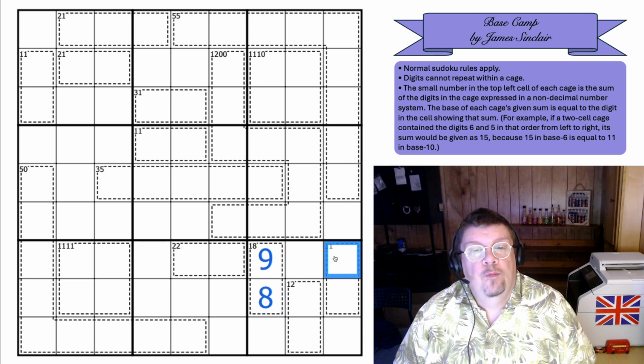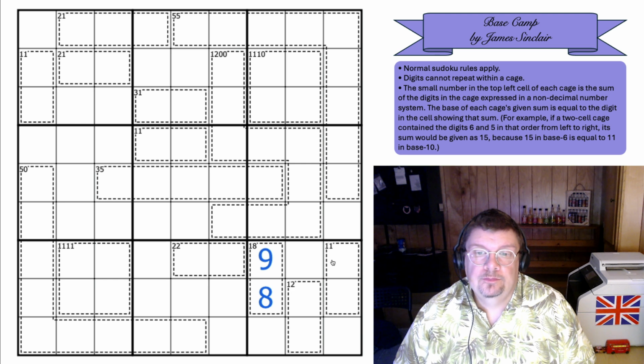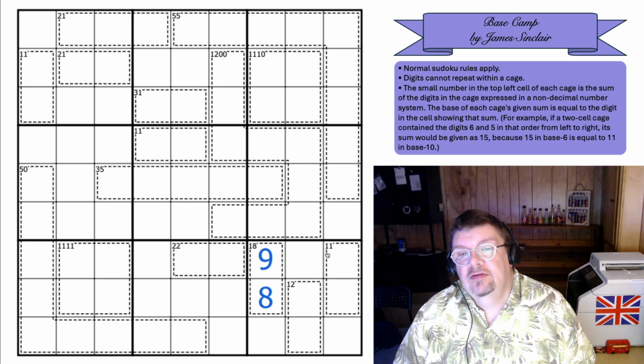So these ones with a 1 in the second column over is really interesting because that 1 on the left represents the base that it is in, right? If you're in base 2, for example, then that is 1, 2, right?